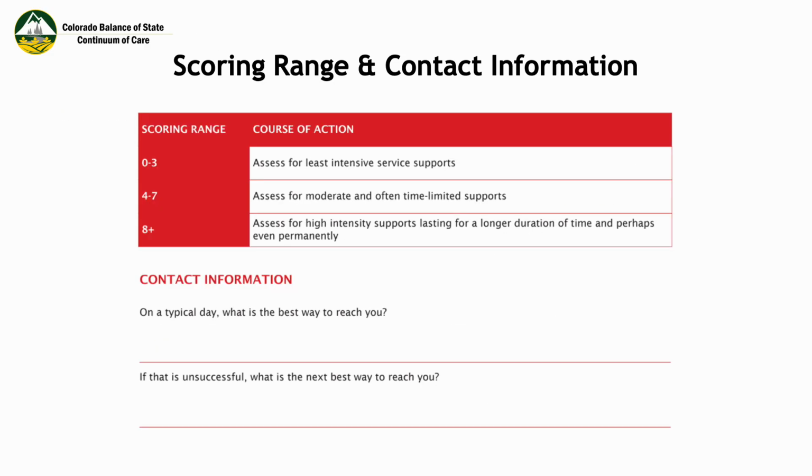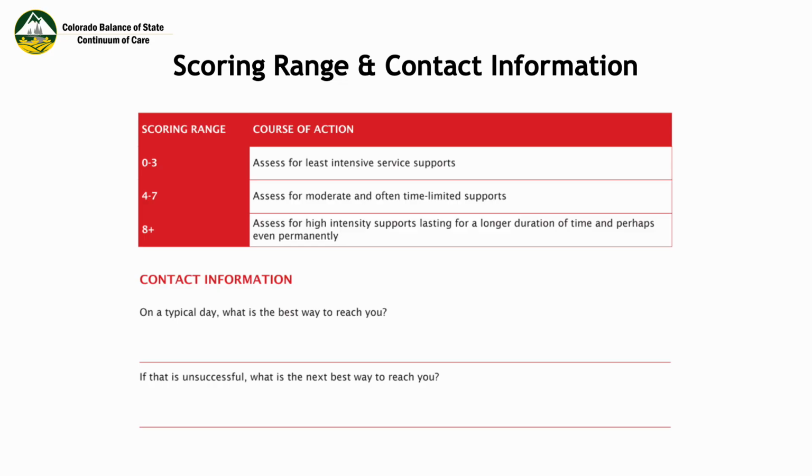Scoring range and contact information. Historically, organizations and communities that use the VI SPDAT have looked at scores to help inform the housing intervention that may be best for participants. In the Balance of State CoC, we're trying to view this as more of a detail for participants, but not the only detail that should be considered, with certain regions developing community-driven prioritization criteria above and beyond VI SPDAT scores.